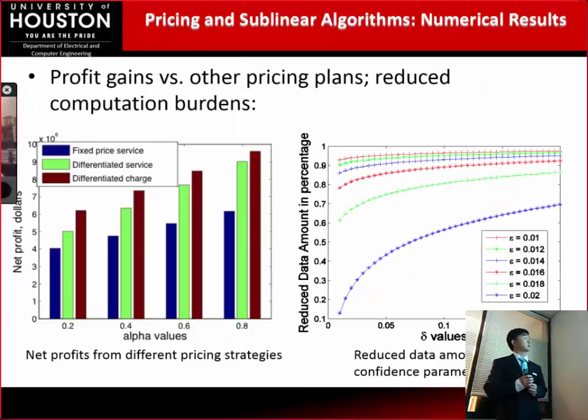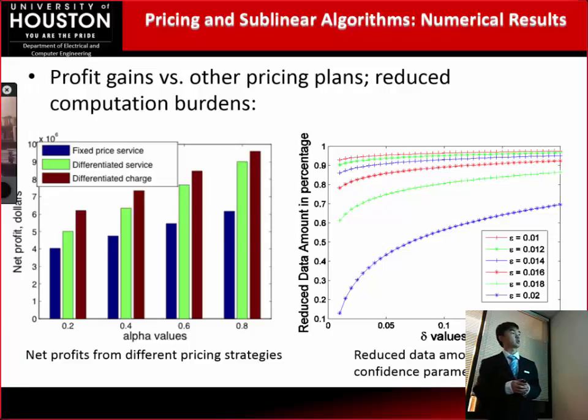We also investigate our proposed pricing schemes. We compare it with the traditional pricing scheme we call the fixed price service, as the blue bar shows here. It is a flat rate for every user and every time instant. We also compare with the differentiated charge, which in brief is a greedy mechanism to charge every user with higher rates. As we can see, our proposed differentiated service is a compromise of these two. It gains profit for the utility company, but it's not too greedy.